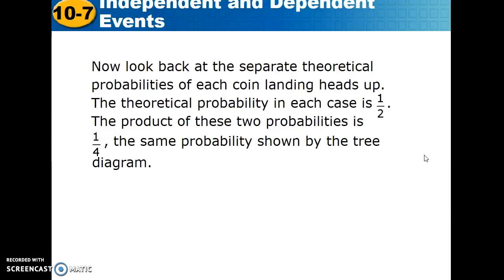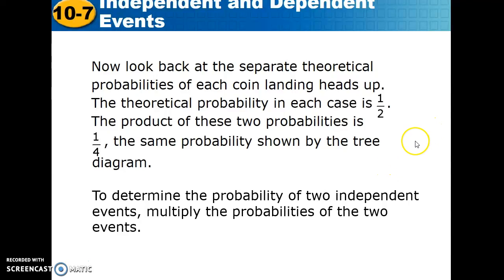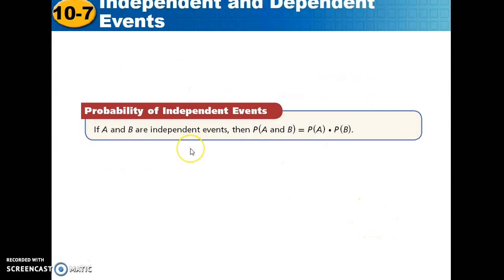Now look back at the separate theoretical probabilities of each coin landing heads up. The theoretical probability in each case is 1/2. The product of these two probabilities is 1/4. The product, meaning we're going to take them individually, each probability, and multiply to get the probability of the two independent events happening. To determine the probability of two independent events, multiply their probabilities to get your final answer.